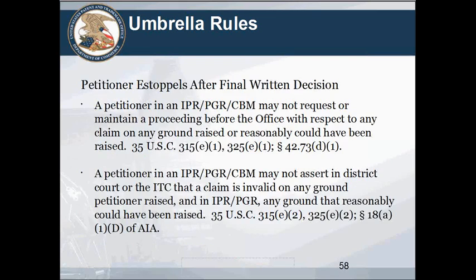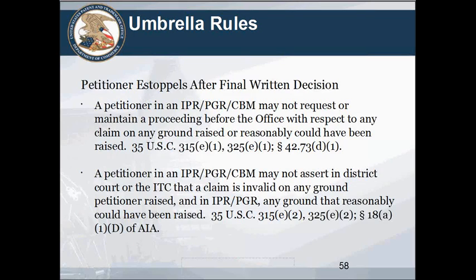So both the petitioner and the patent holder will have estoppels against them after a final written decision, not prior to institution. First I'm going to discuss the petitioner estoppel. Before the USPTO, there are certain estoppels for IPR, PGR, and CBM. The petitioner cannot request or maintain a proceeding with respect to any ground that was raised or reasonably could have been raised within the trial. So that's before the PTO.